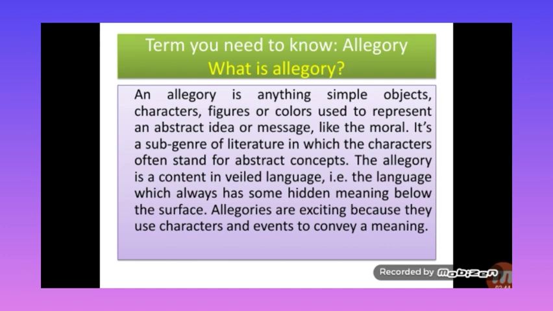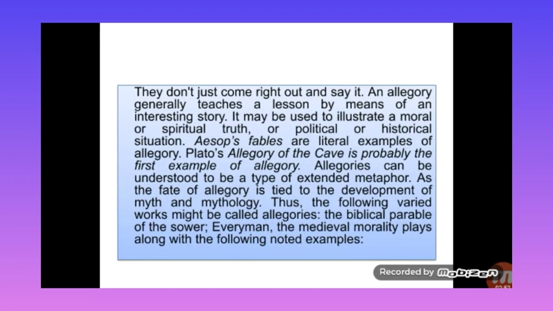Message is always hidden. And allegories are exciting because they use characters and events to convey a meaning. But they don't just come out and say what they try to do, what they try to expect, but they have some intention there. An allegory generally teaches a lesson by means of an interesting story. It may be used to illustrate a moral or spiritual truth, or political or historical situation.